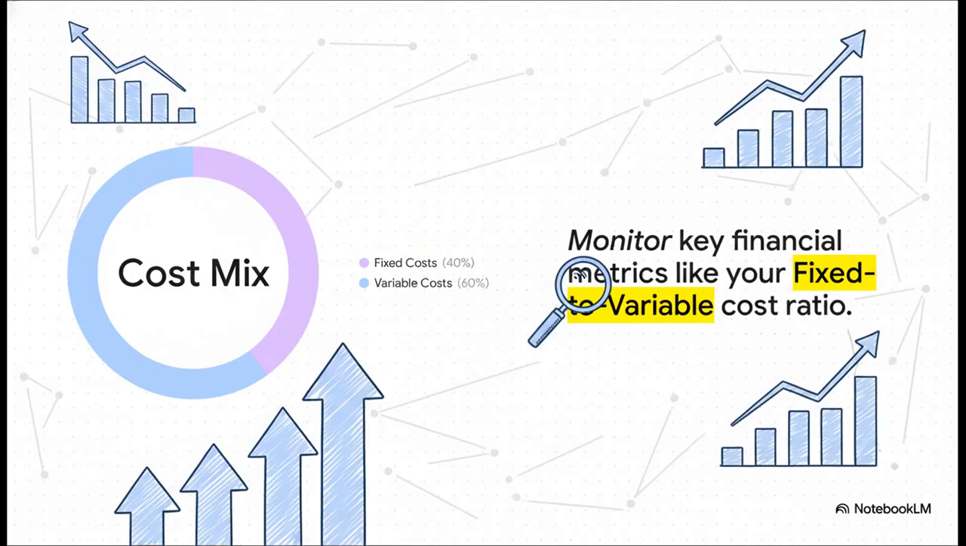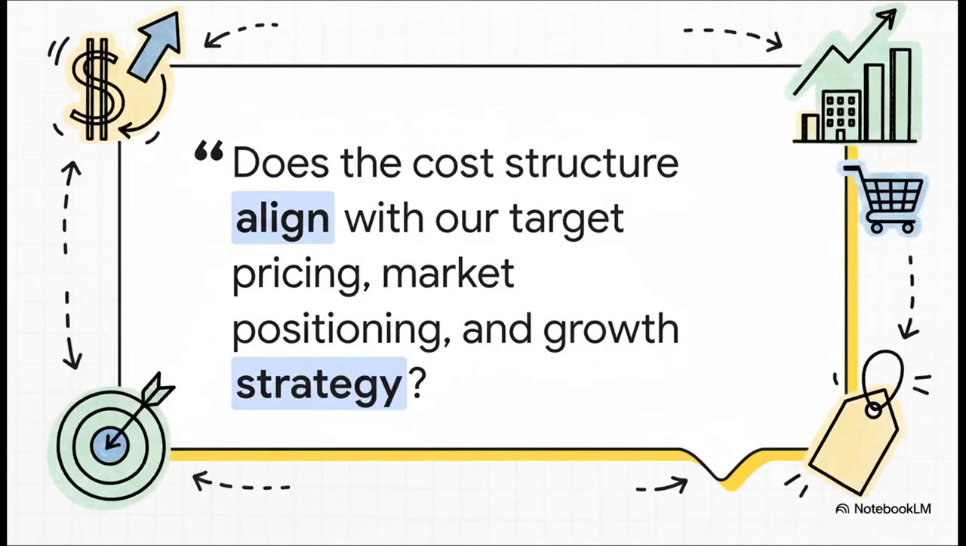And finally, you gotta track your progress, right? You can't just make changes and hope for the best. By keeping an eye on a few key numbers, especially that ratio of fixed to variable costs, you can see in plain black and white whether the changes you're making are actually making your business healthier. And all of this, it all leads to the one big strategic question you have to keep asking yourself.